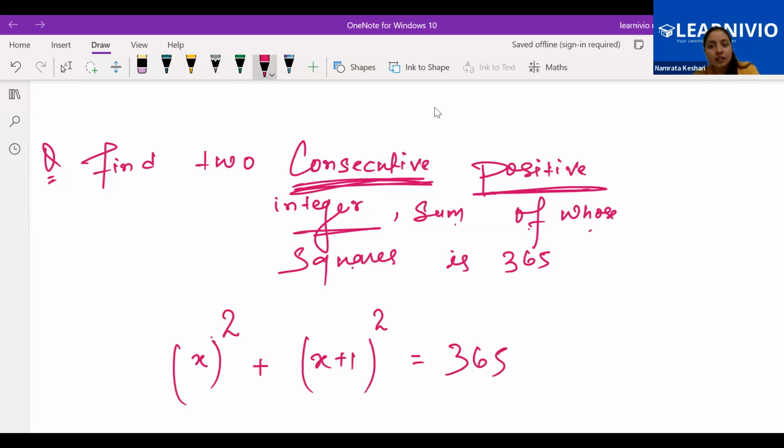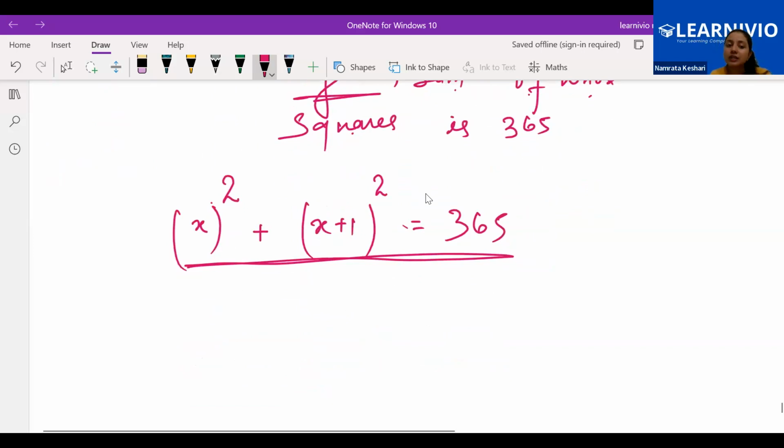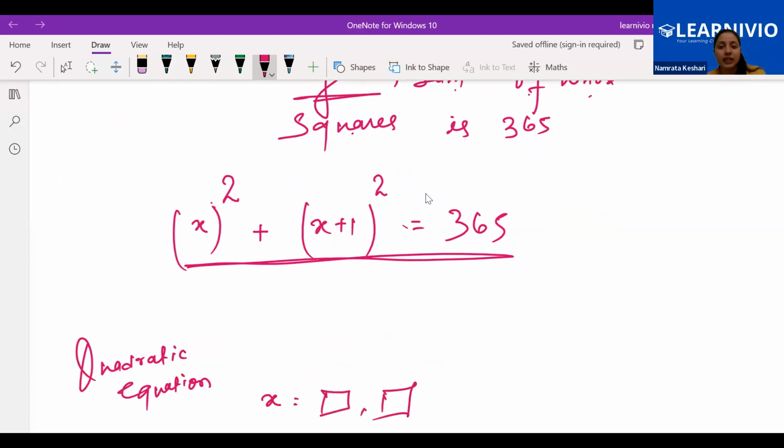This will give us a quadratic equation. You must know the formula of x plus y whole square, or you can also call it a plus b whole square. Previously we were doing the simplification where we were using the formula of a plus b whole square to expand it and then do simplification. Eventually you will find that this will give you a quadratic equation. When you solve it, you will be getting 2 x values.